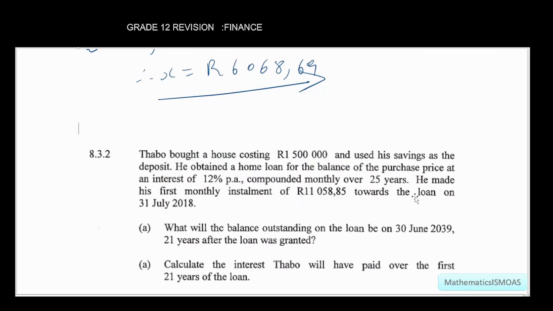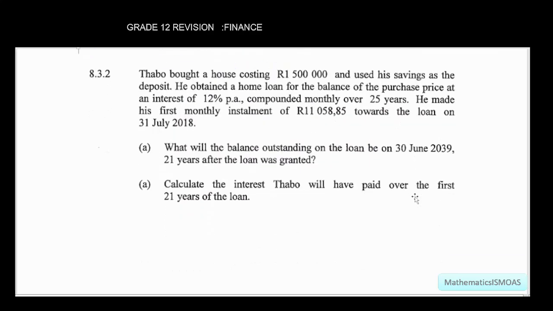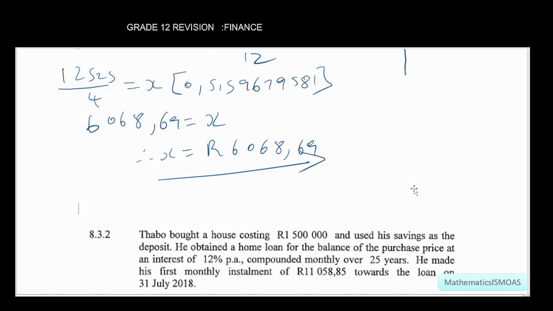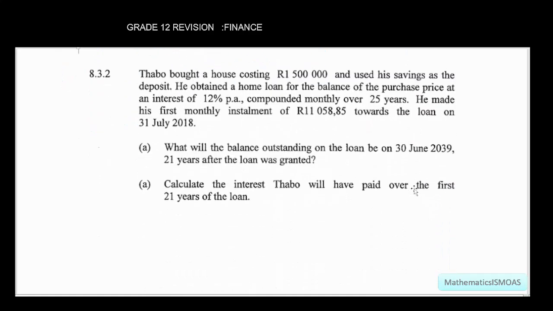Then question 8.3. Question 8.3 says Thabo bought a house costing 1,500,000 rands and used his savings as the deposit.